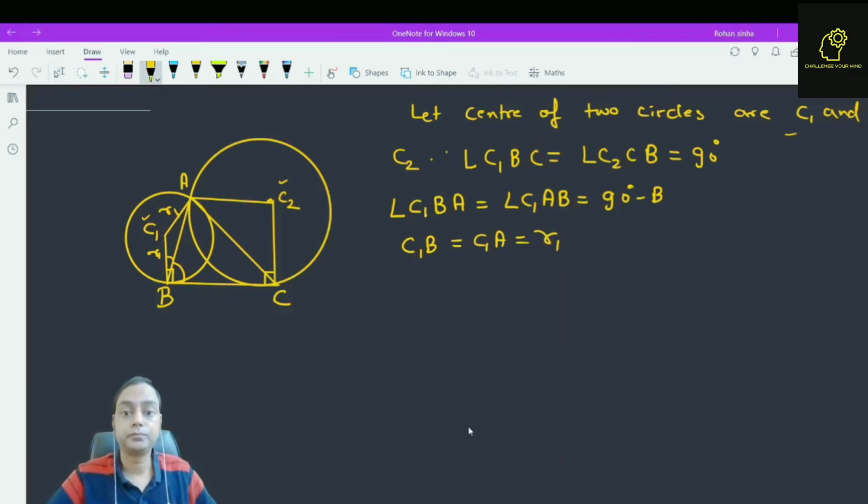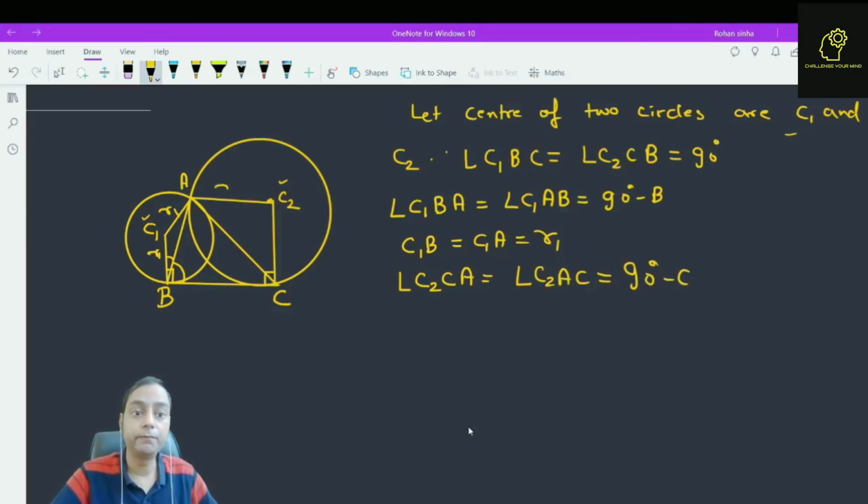Similarly, angle C2CA is equal to angle C2AC. This is 90 degrees minus C, because AC2 is R2 and this is again R2. AC2 is the same as CC2. This is equal to R2.